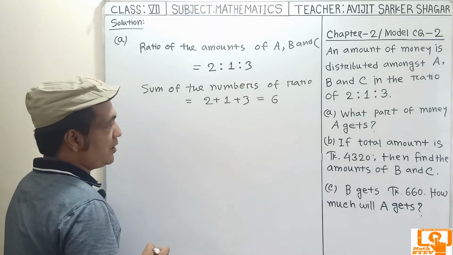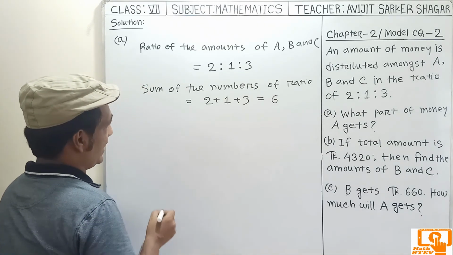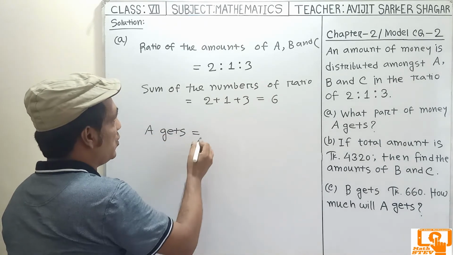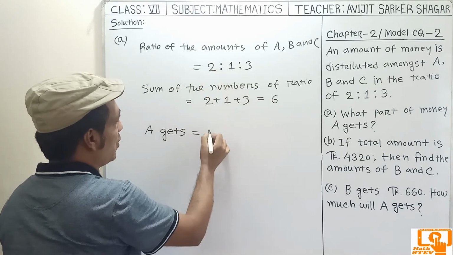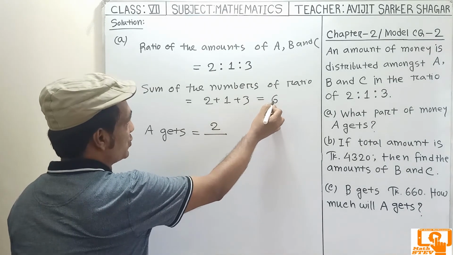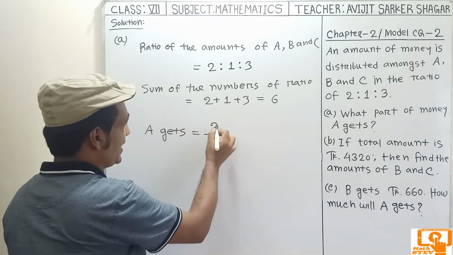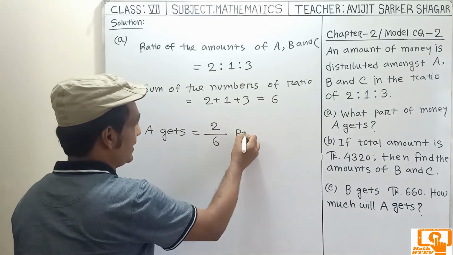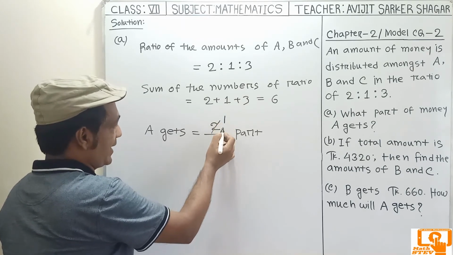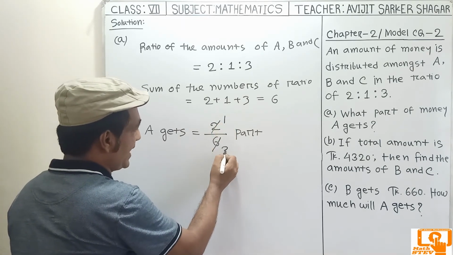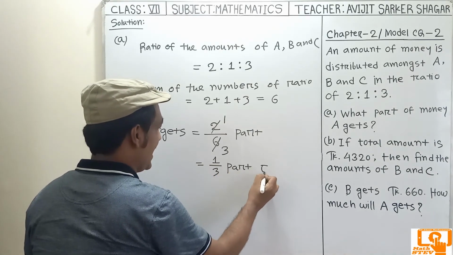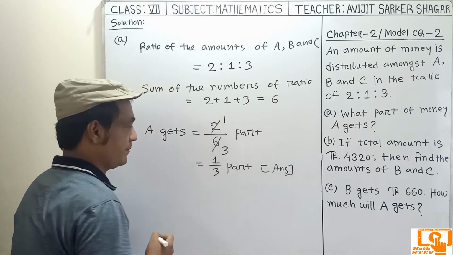Now we have to find out the part of A. That means A gets how many parts? What is the quantity for A? This is 2. And what is the sum of total quantities? It is 6. That means 2 by 6 part. If I cut 2 by 2, we get 1, and if I cut 6 by 2, we get 3. Equals 1 divided by 3 part. This is the answer.